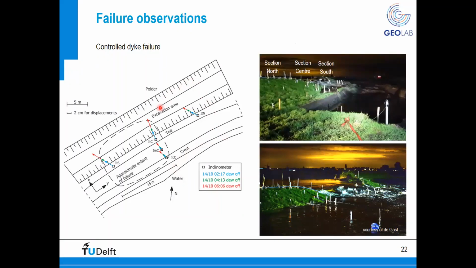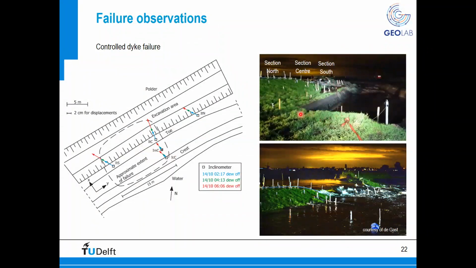So you see here that actually the failure was not extending throughout the entire, let's say, longitudinal section, but was basically localized between the section south and the section center. And approximately it has an extent of 15 meters. The failure was basically composed by a 3D mechanism. So we have a lateral spreading at the toe of the dike, followed by an inward collapse of the crest of the dike.